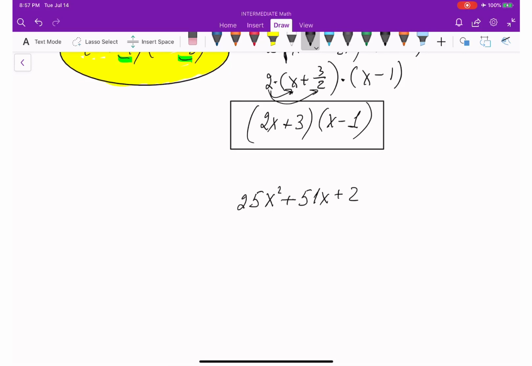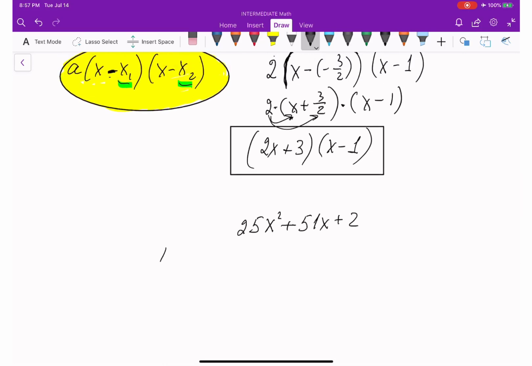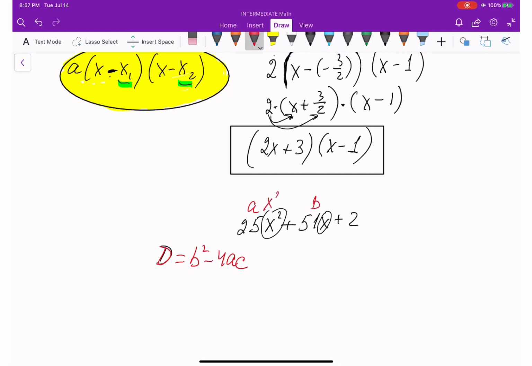Again, first we need to find the discriminant, which is equal to b squared minus 4ac. So where is my b? This is the a, b, and c. This is my a, the coefficient of x squared. The coefficient of x squared is my a. The coefficient of x is my b. So ax squared plus bx and then plus c.